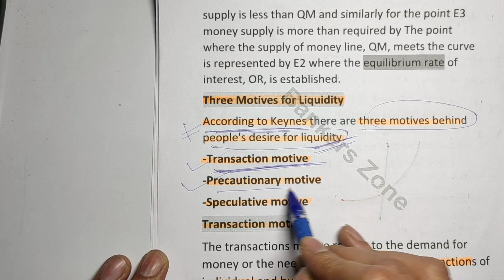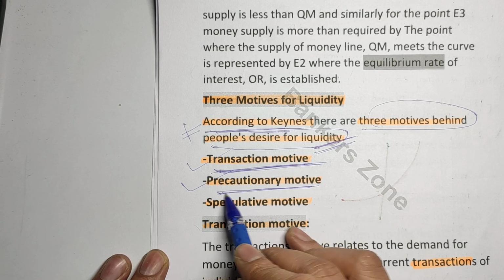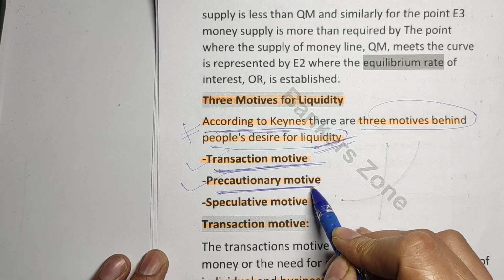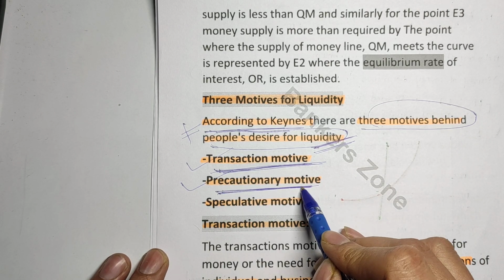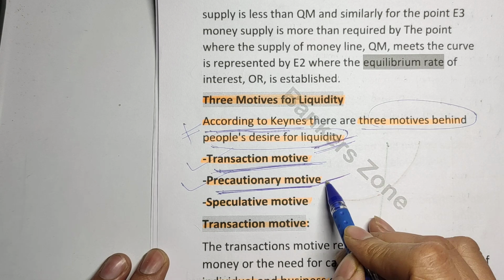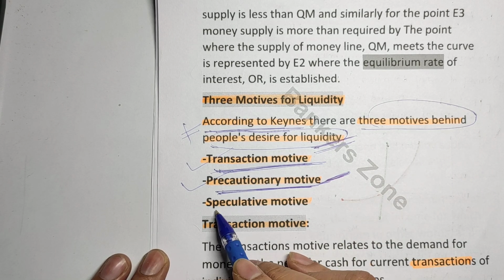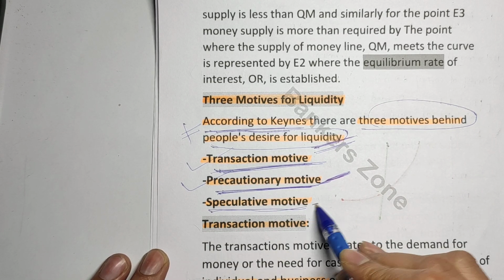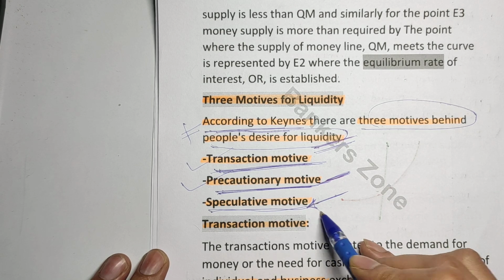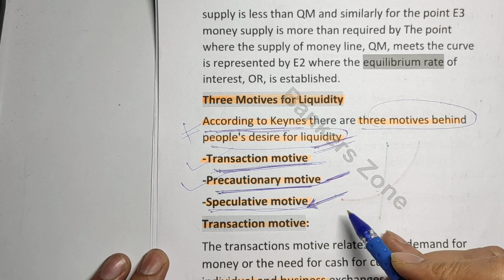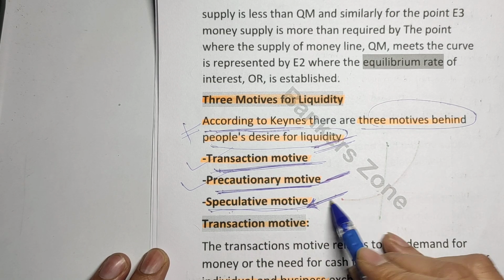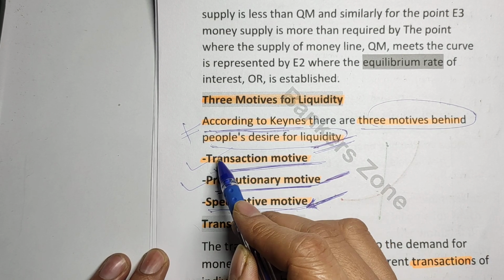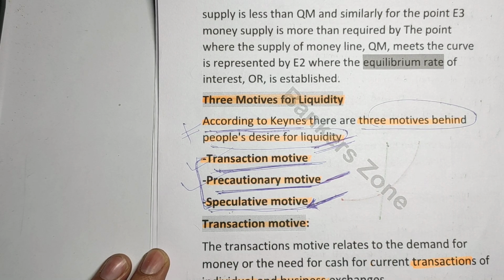Second is the precautionary motive. It means people will have a fear about the future of the market or anything else. That's why, for the precautionary motive, they will hold cash, or have a desire for liquidity. And third is the speculative motive. That means they are thinking that they will invest that money in a speculative way to earn more. That's why they will prefer liquidity. You just remember these three words or three lines.